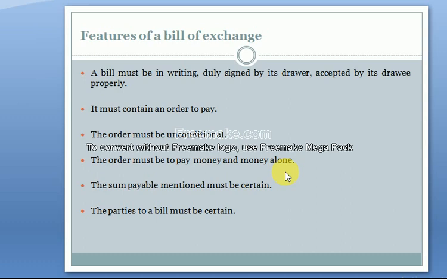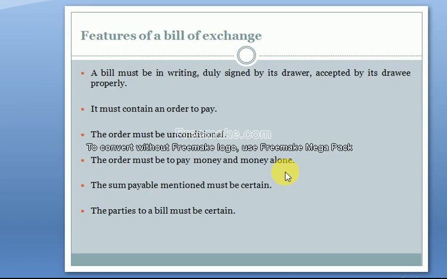So one difference is the party, second difference is the issuing party. Clear? Okay. The promissory note has two parties, the bill of exchange has three parties. A promissory note is issued by the maker or borrower, and a bill of exchange is issued by the lender to the borrower. The borrower accepts that and after that returns it back to the lender. Clear?